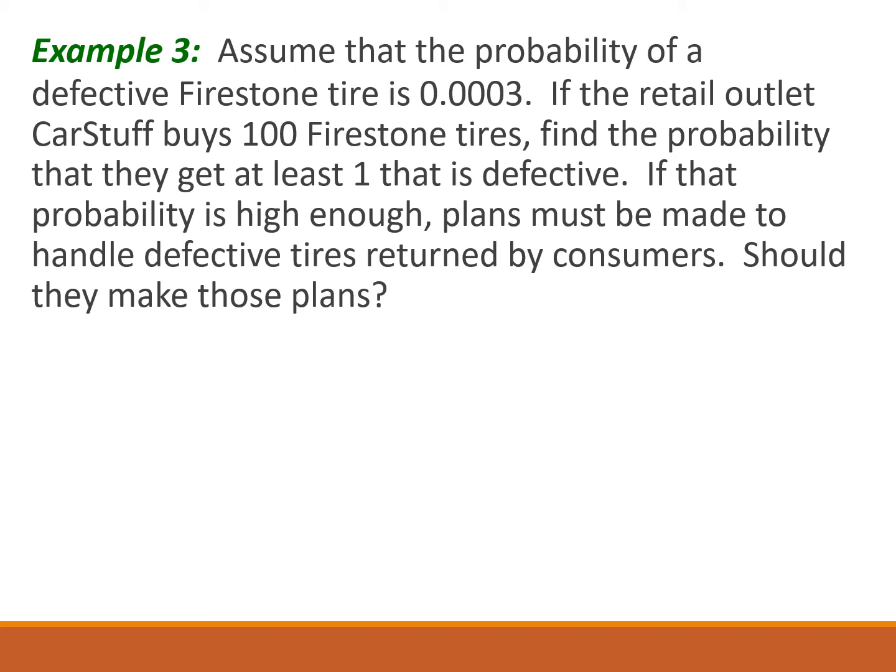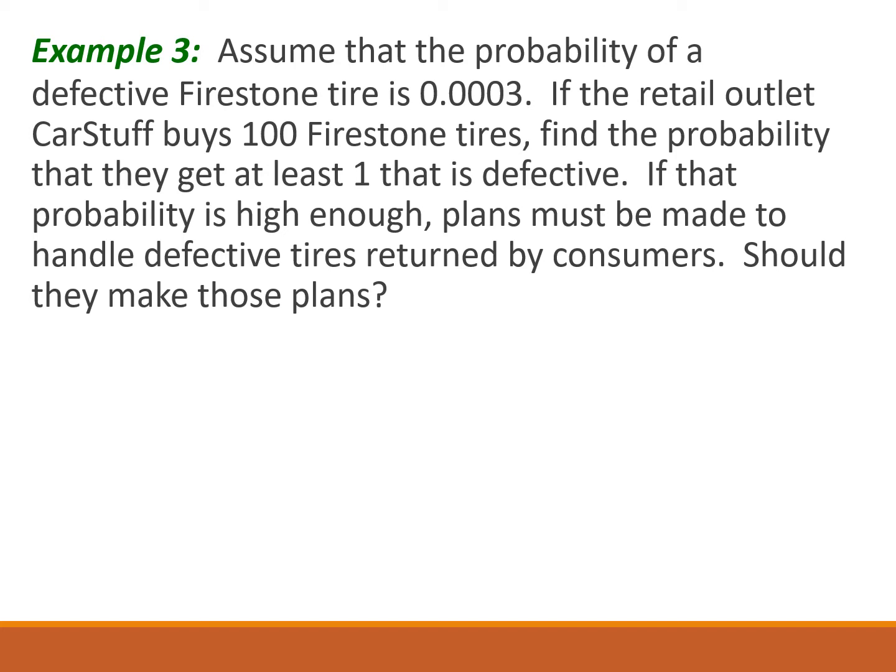One more example before moving on. Assume that the probability of a defective Firestone tire is 0.0003. If the retail outlet CarStuff buys 100 of these tires, find the probability that at least one is defective. If the probability is high enough, plans must be made to handle defective tires should they go through the trouble to make those plans.